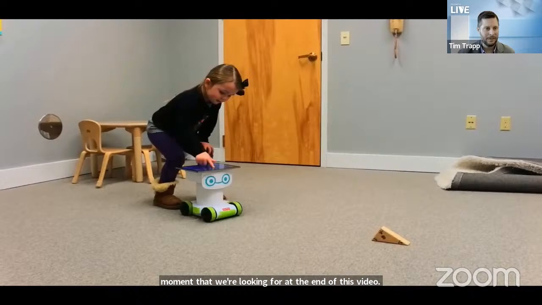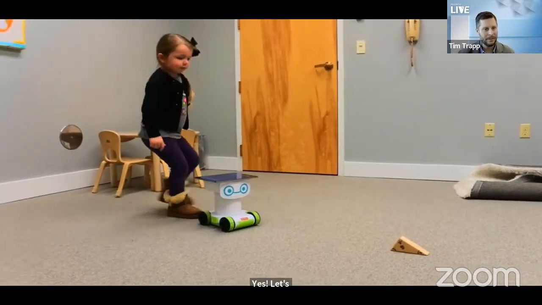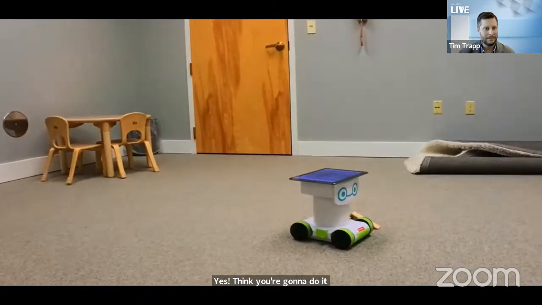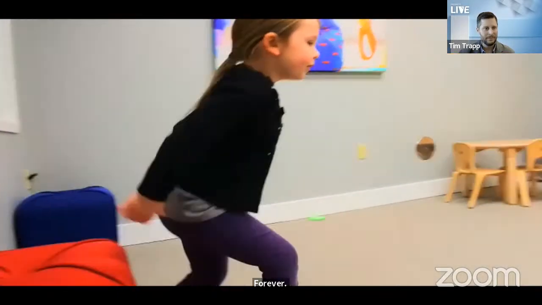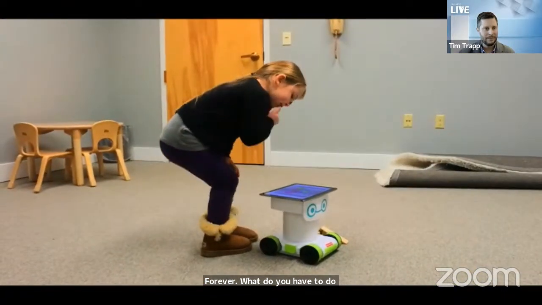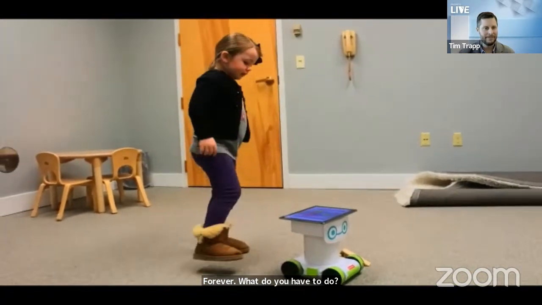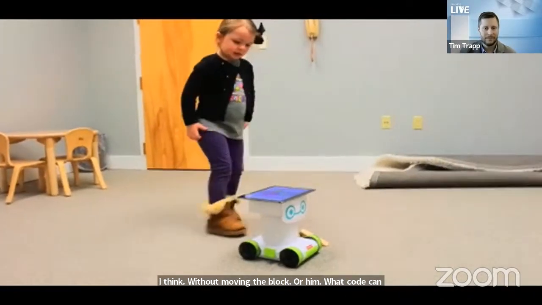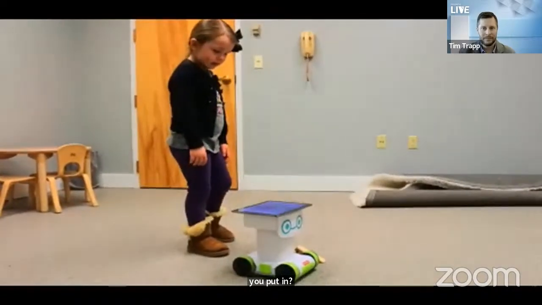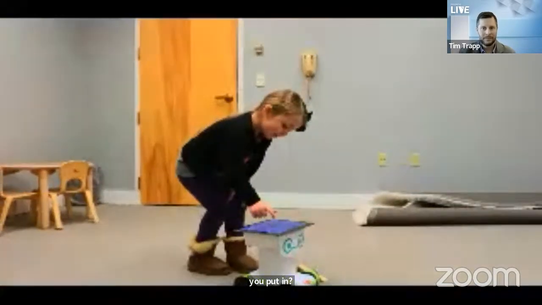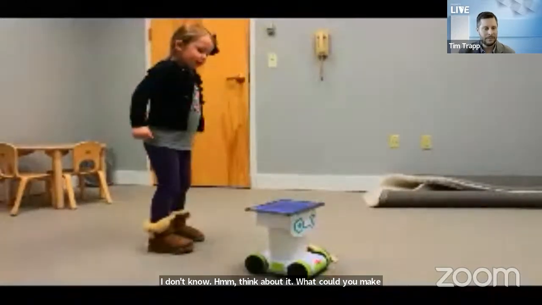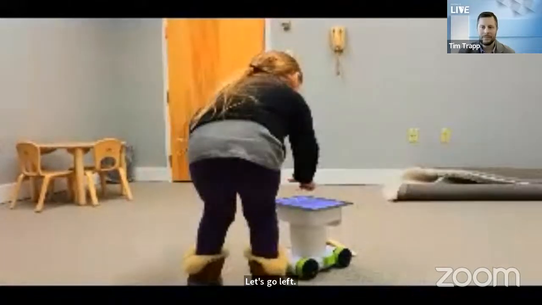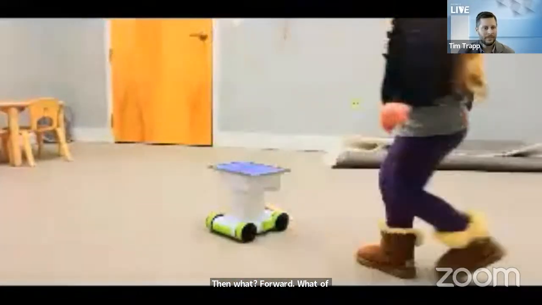Left. Forward. Let's go. I think you're gonna do it. Forward. No. What do you have to do? I think, without moving the block. What code can you put in? I don't know. Think about it. What could you make him do? Left. Let's go. Left. Then what? Forward. Let's go. Forward.